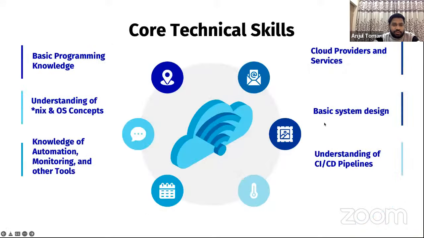So we come to core technical skills. If someone has to move to DevOps, they first have to follow the core, right? Core of these things they should do, like basic programming knowledge. Someone trying to move to DevOps with zero experience in the DevOps field should have some basic knowledge of programming, right? I would recommend Python, I will show you in the further slides. Understanding of Linux and Unix, because I think 90% of the server workloads are running on Unix and Linux servers, right? Knowledge of automation and monitoring tools is a must. We should have a basic knowledge of monitoring tools and automation, right? Cloud providers and services.